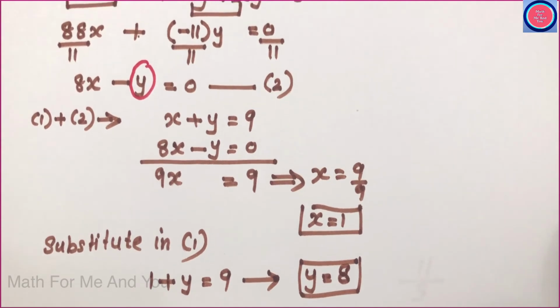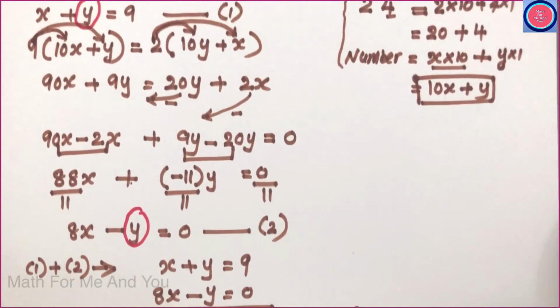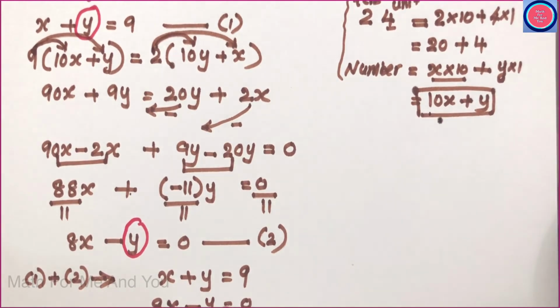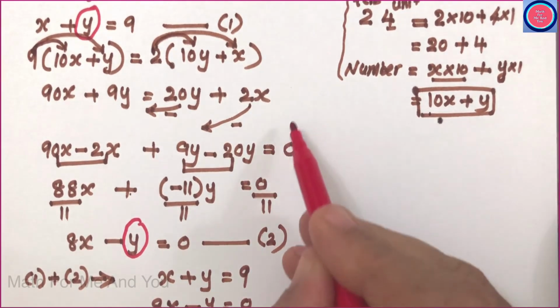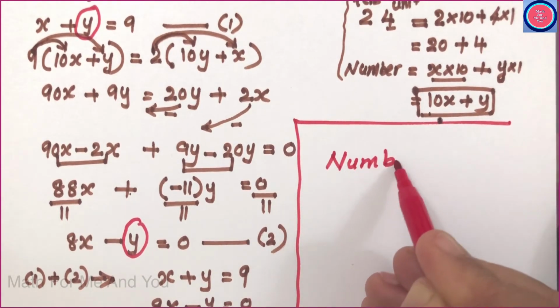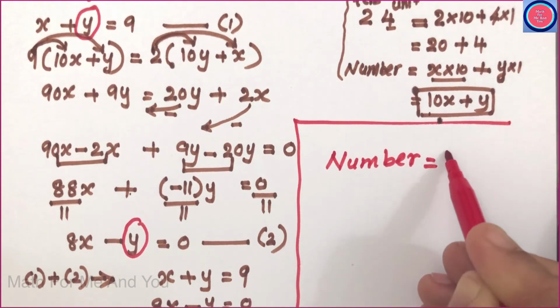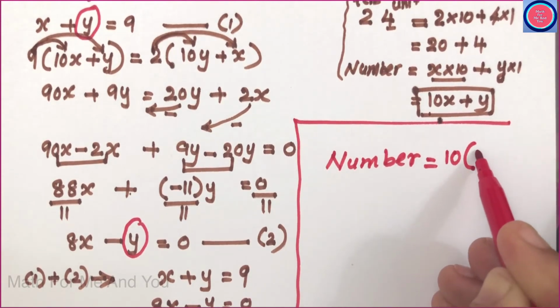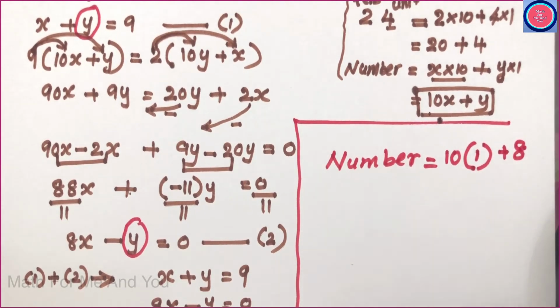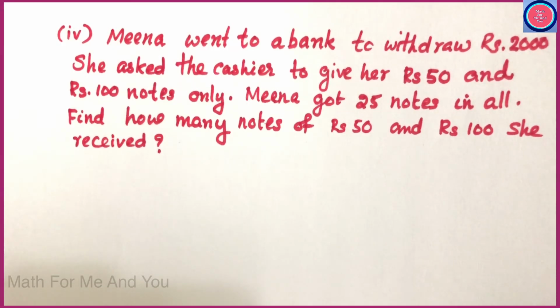How to write the number? We are going to write the number, and we know the number is of the form 10x plus y. Just replace x and y with their corresponding numbers. Then we can write the number. In place of x, put 1 and in place of y, put 8. So 10 times 1 plus 8. That is 10 plus 8. 10 times 1 is 10, plus 8. What is the number? 18. The two-digit number is 18. Okay, let's solve the next question.